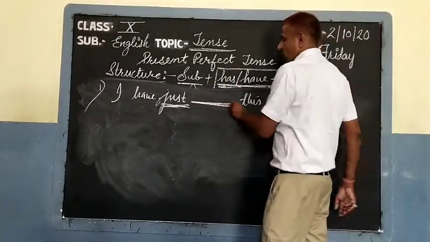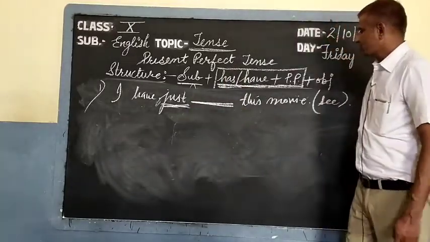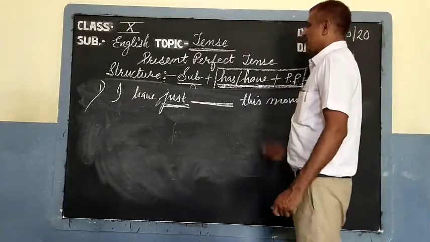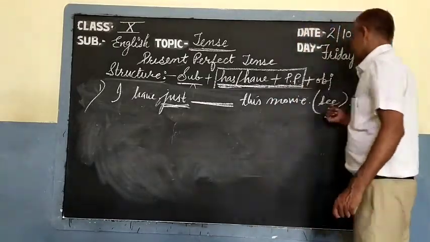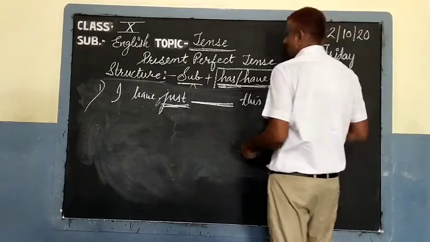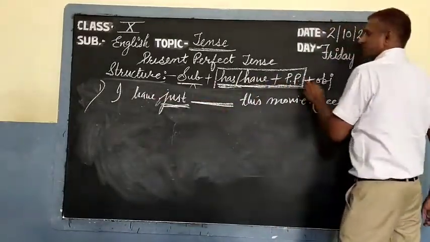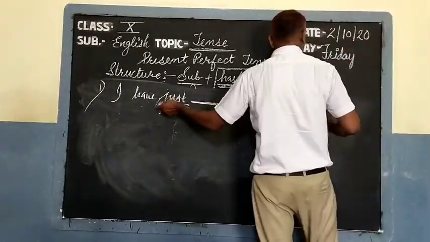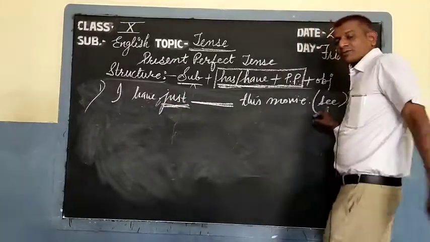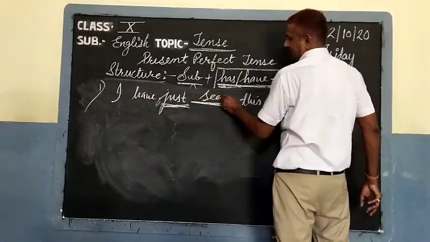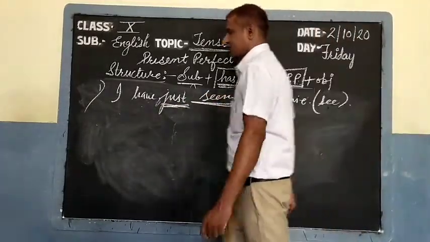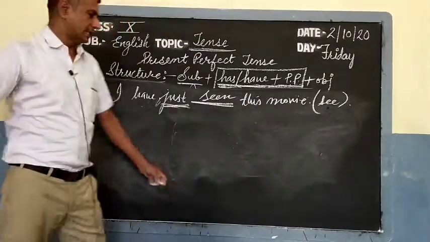So there is one blank we are going to fill. Now you have identified the tense. The verb is see. According to the structure, has/have plus past participle. The past participle form of see is seen. So, I have just seen this movie.